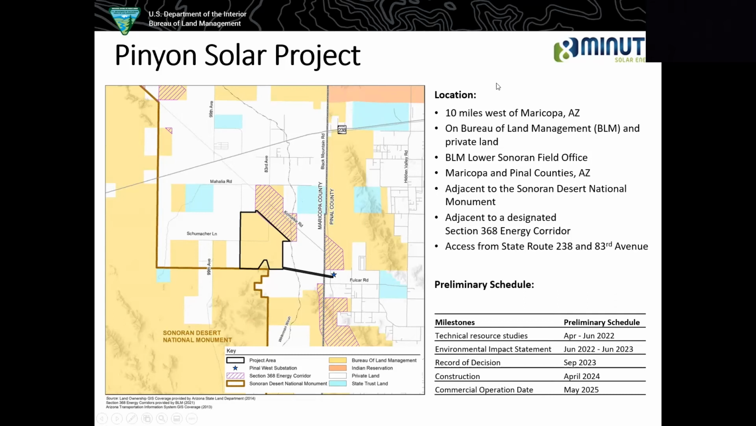Very early stage at the moment, so we are still working out access, but at least preliminarily, the main access route would likely be from Arizona State Route 238, which is, I don't know if you guys can see my cursor, but right here, and then taking 83rd Avenue directly south to access the project site.